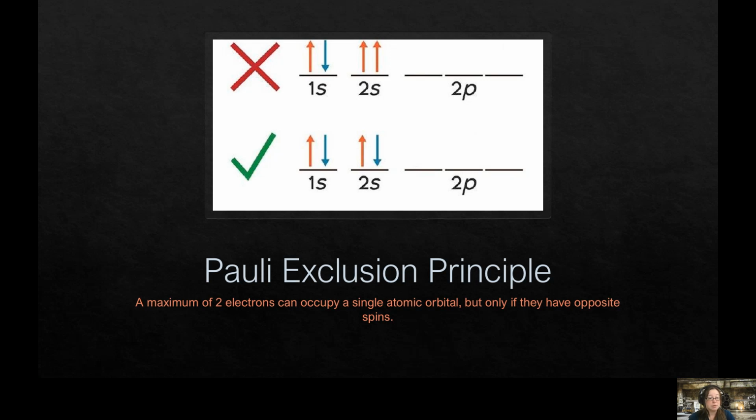The Pauli exclusion principle says that a maximum of 2 electrons can occupy a single atomic orbital, but only if they have opposite spins. So if you look at the top image with the red X, in the 2s box, both of those electrons are spinning in the same direction. They have the same m sub s number, that spin number. That can't happen. If they spin the same direction, there's too much charge, and they'll want to spin off to different orbitals. The one on the bottom is correct. You have one spinning up and one spinning down in both of the boxes that have electrons in them.